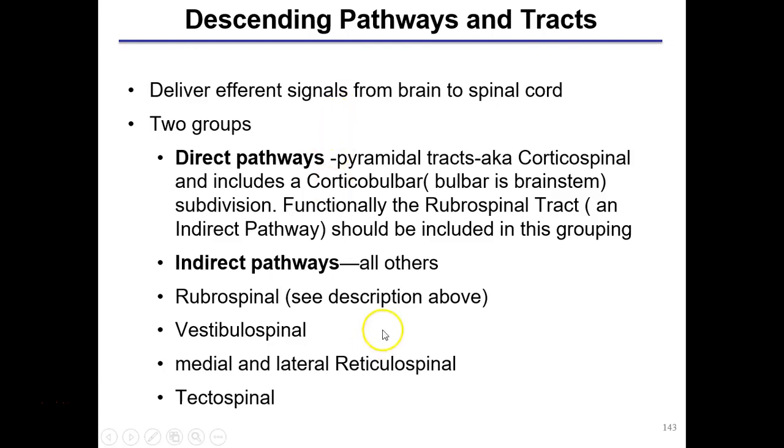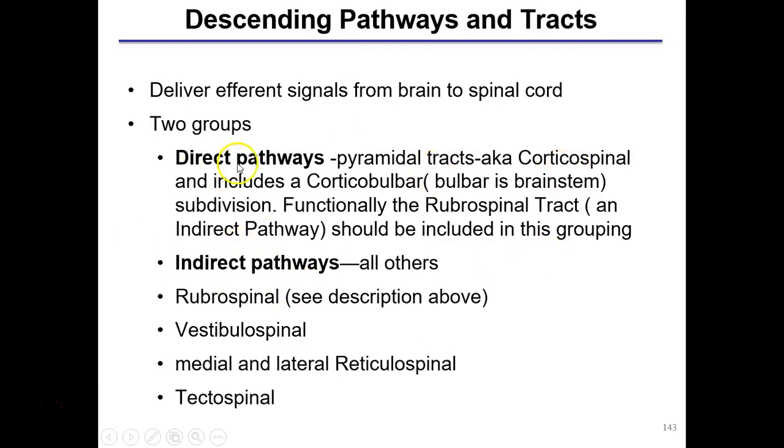Direct pathways, the most common of these is the pyramidal tracts, which is also known as the corticospinal tracts. Okay, but there's a subdivision of this grouping called the corticobulbar. Bulbar in this case means brainstem, and that's particularly applicable to how we activate, for example, the motor nuclei in cranial nerves. And there's a third tract that we'll talk about, the rubrospinal tract, which technically is an indirect pathway, but actually it works very closely with the corticospinal tracts.